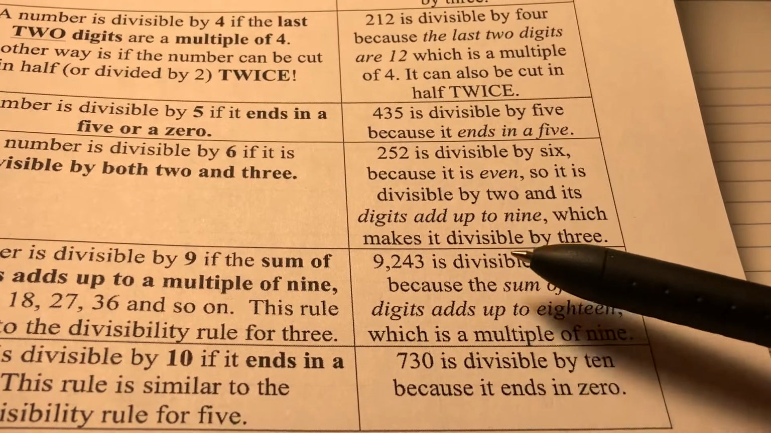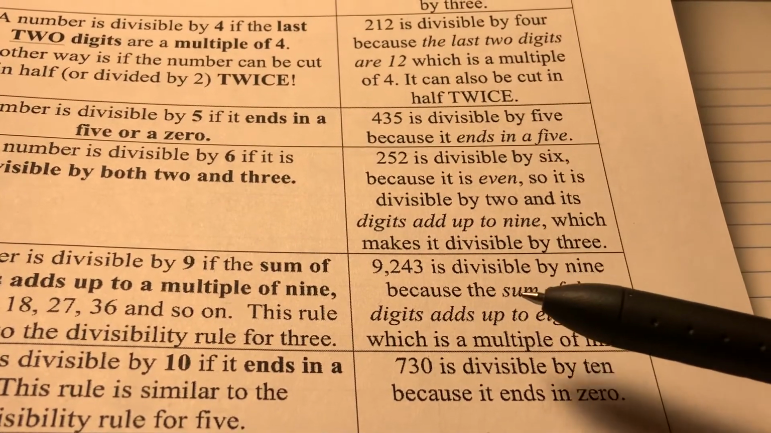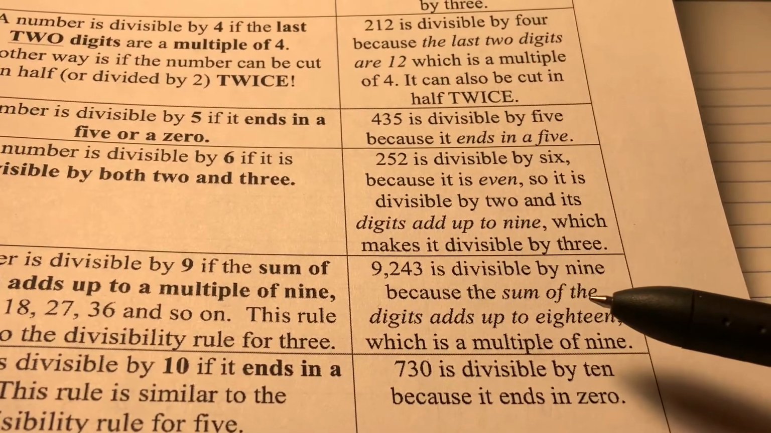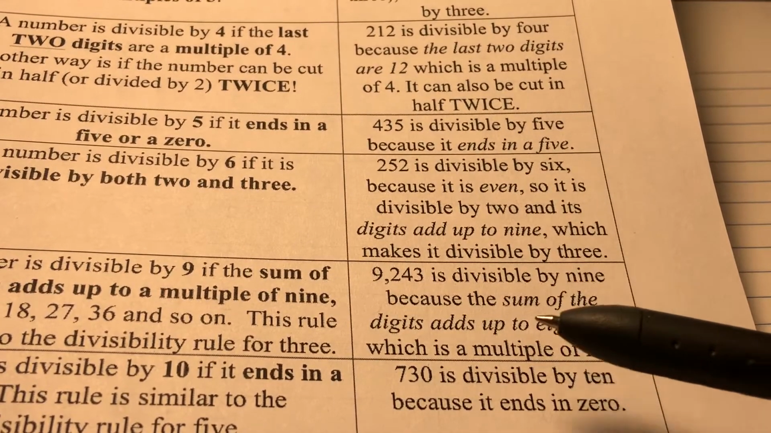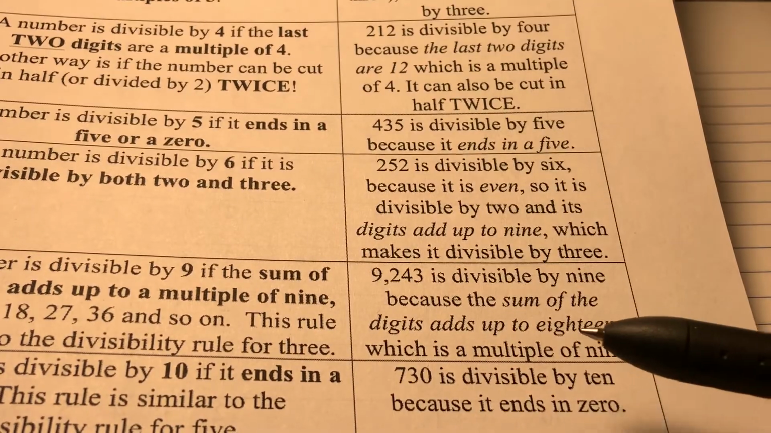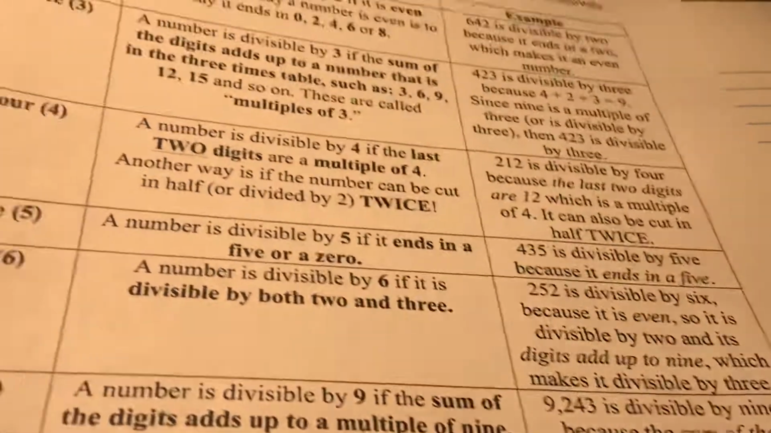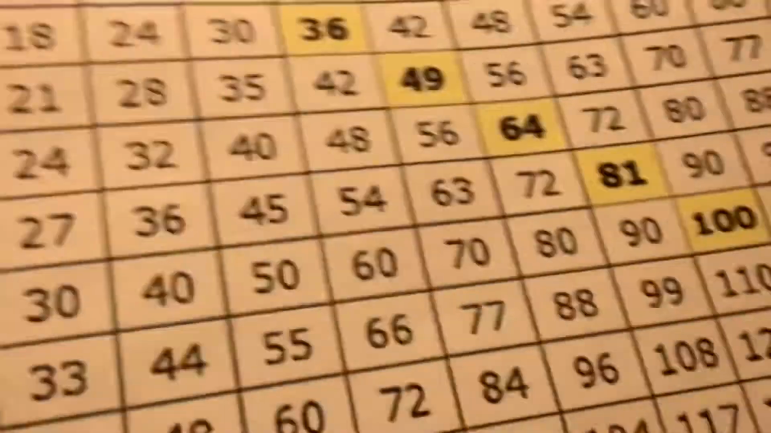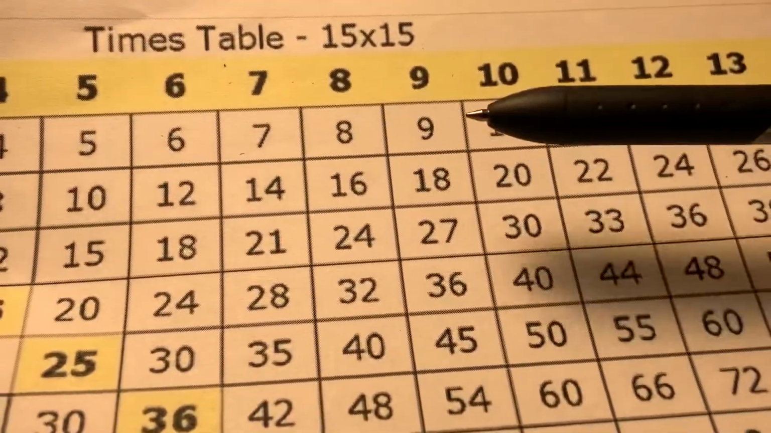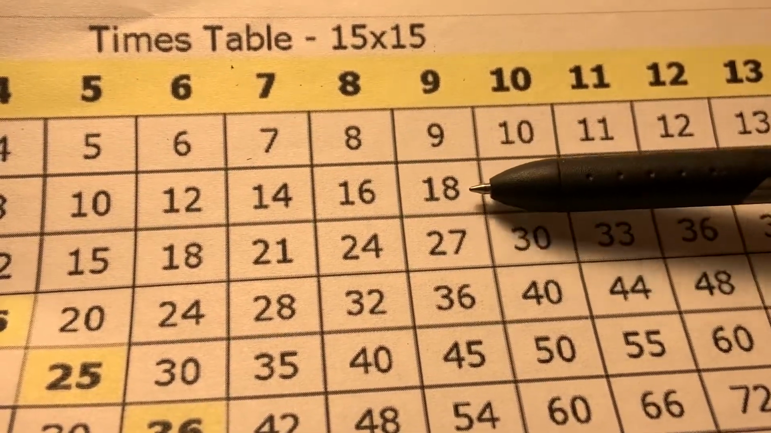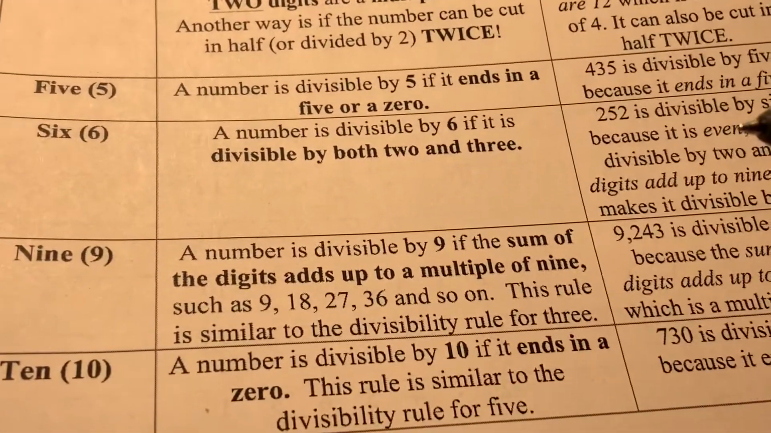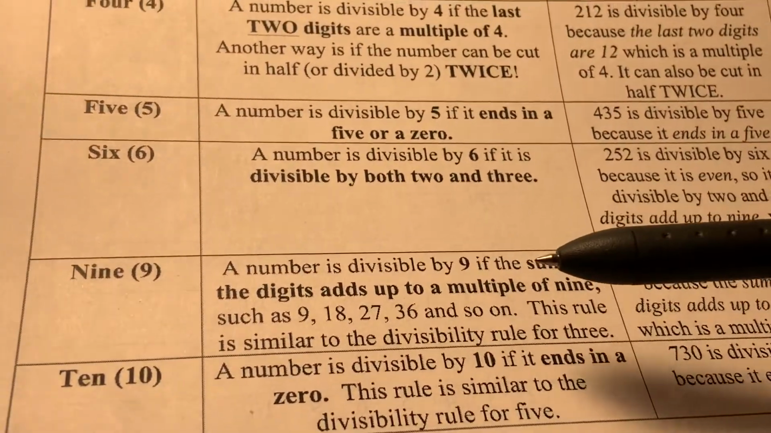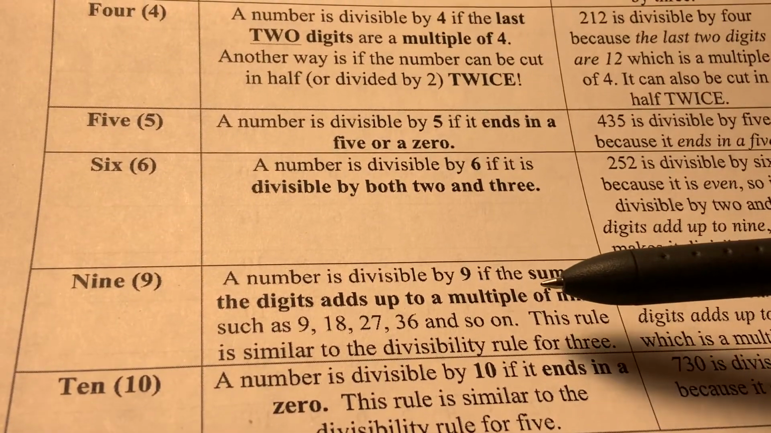243 is divisible by 9 because the sum of the digits, sum means the answer in addition, okay? The sum of the digits adds up to 18, which is a multiple of 9. Multiple, again, meaning that 18 is in the 9 times table, all right? So this trick will work anytime you want to know whether 9 can go into a number evenly, all right?